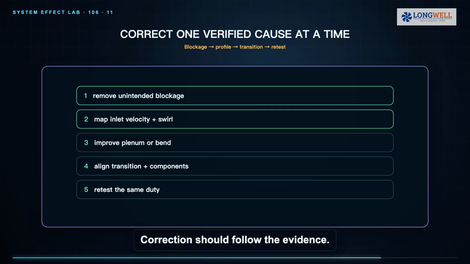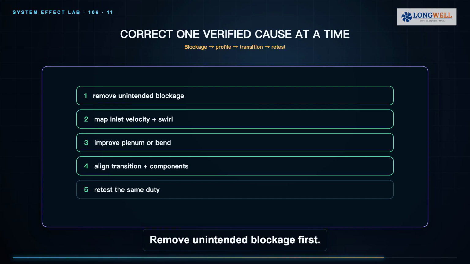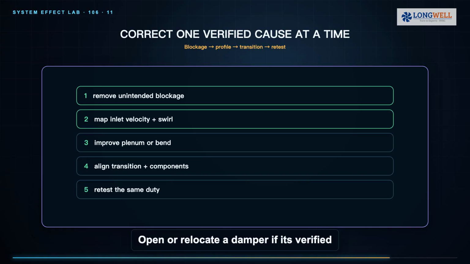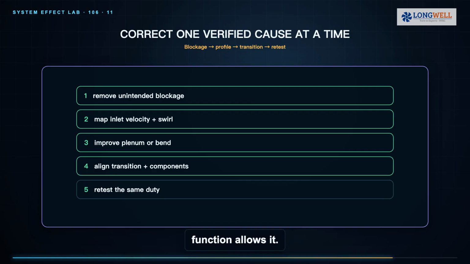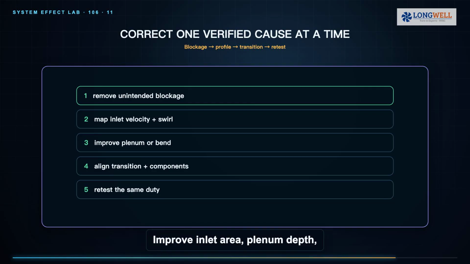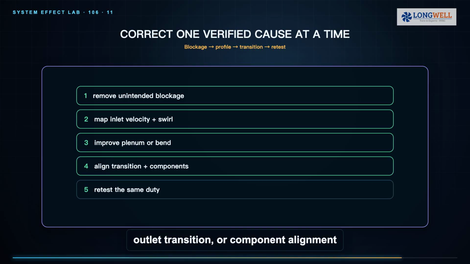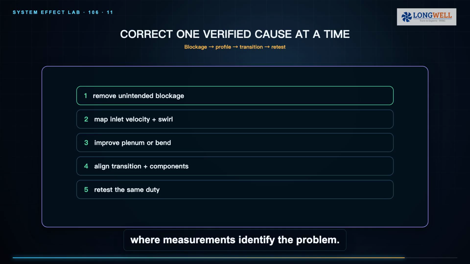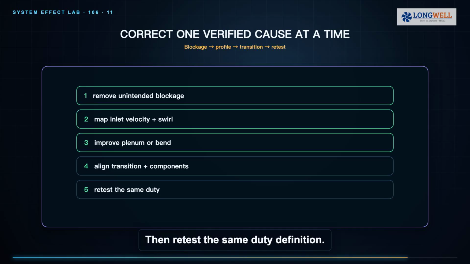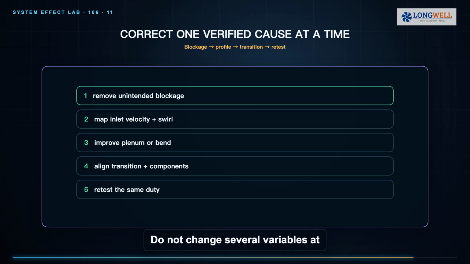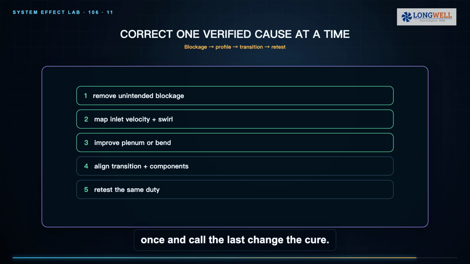Correction should follow the evidence. Remove unintended blockage first. Open or relocate a damper if its verified function allows it. Improve inlet area, plenum depth, bend radius, turning guidance, outlet transition, or component alignment where measurements identify the problem. Then retest the same duty definition. Do not change several variables at once and call the last change the cure.